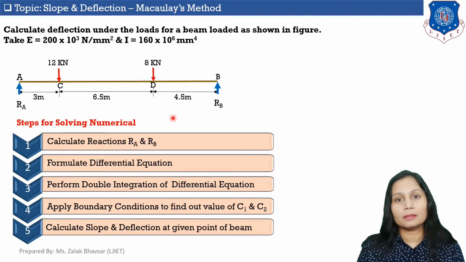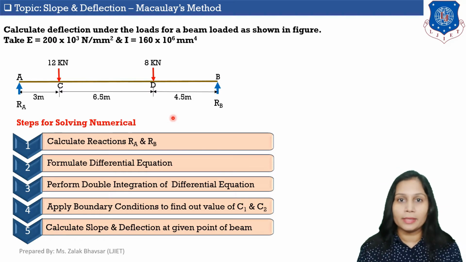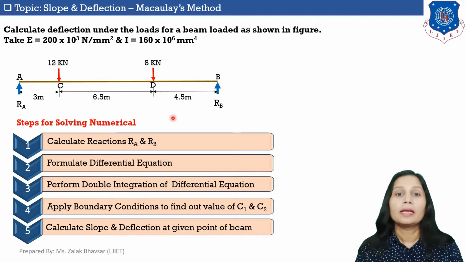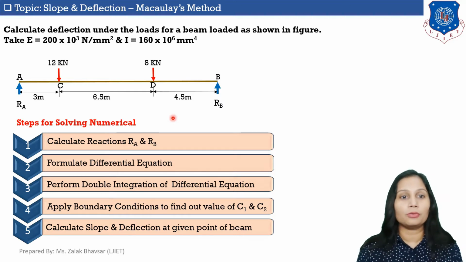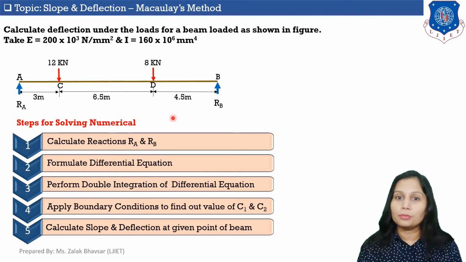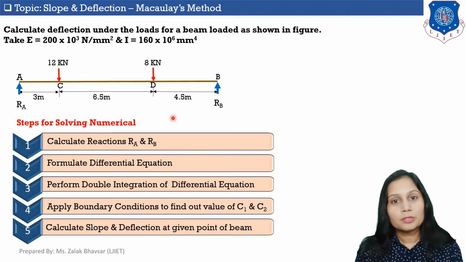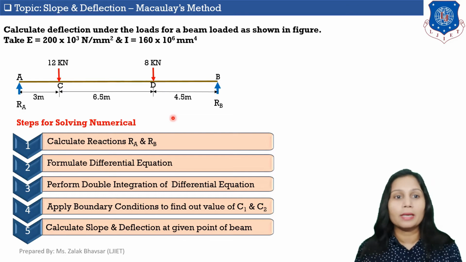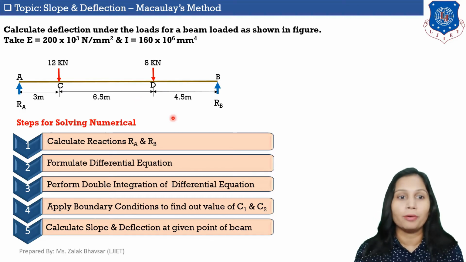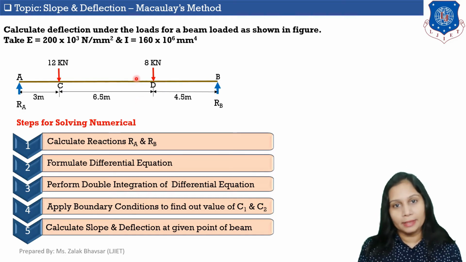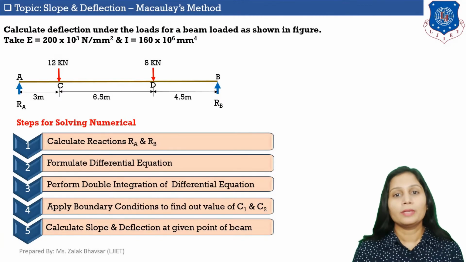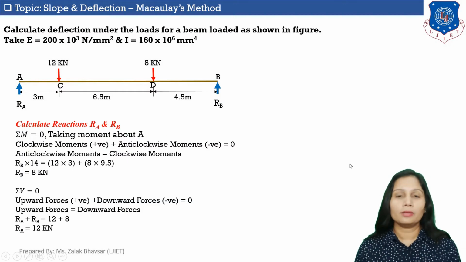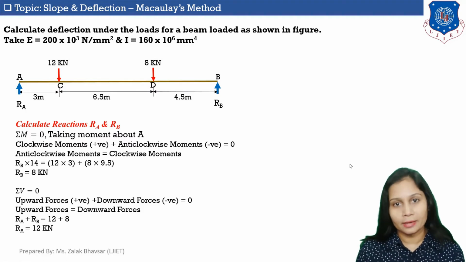So these are the basic steps for calculating slope and deflection using Macaulay's method. In our case, we just need to calculate deflection. We don't need to calculate slope. So in our numerical, in the last step, we will calculate deflection at point C and point D. Now let's start with the first step of the sum, which is calculate reactions RA and RB.